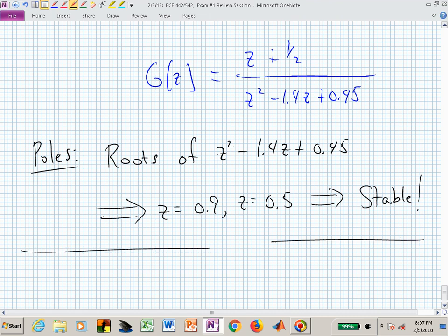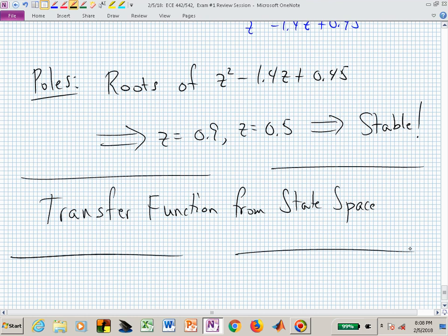If you wanted to go home and have some fun between Friday and Sunday, you could find the transfer function with our state space representation, because now you have the answer in the back of the book. You have the g of z. You could find the state space based transfer function. And I'm going to let you have that fun on your own. Was there a question?